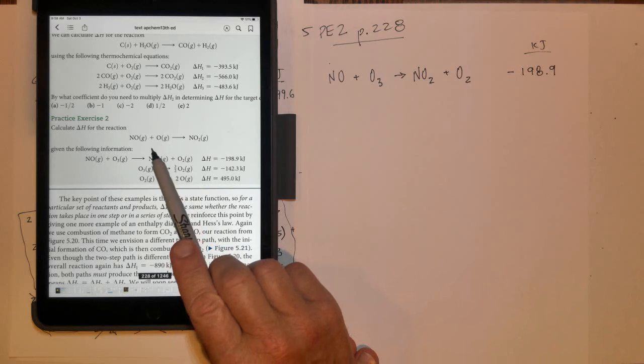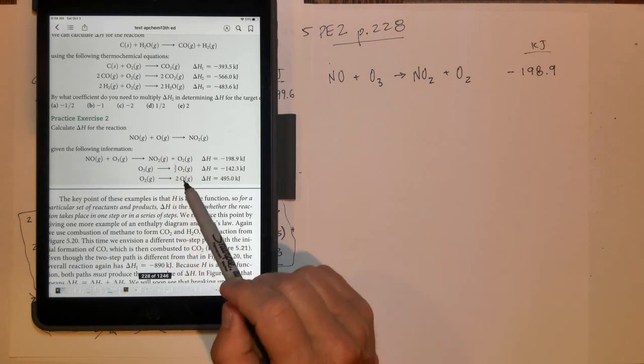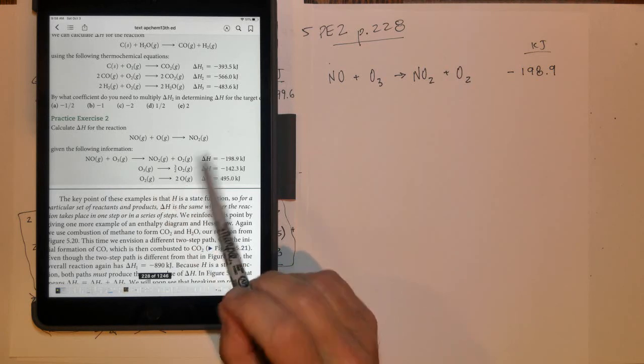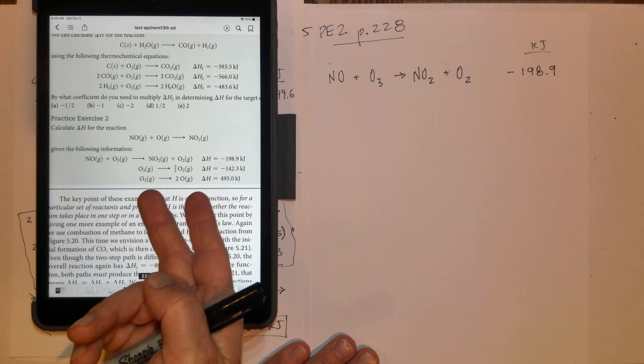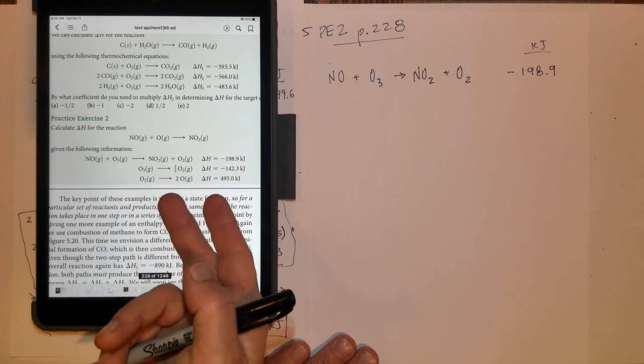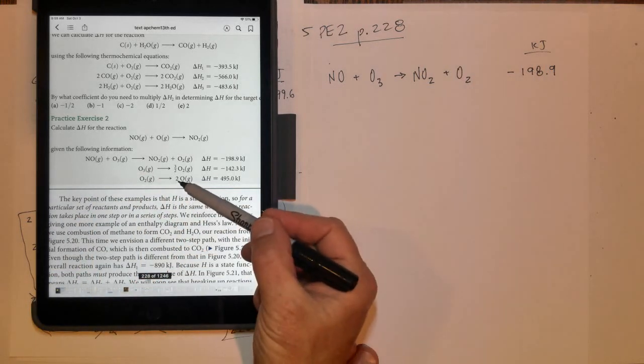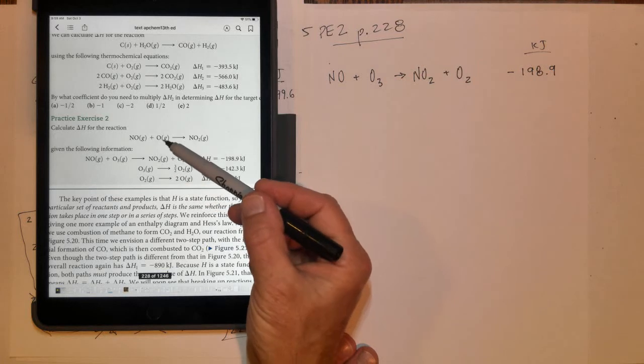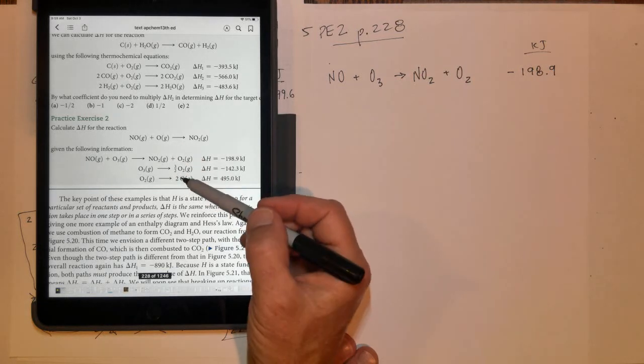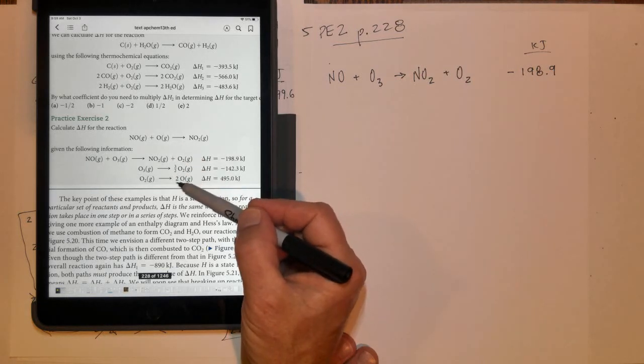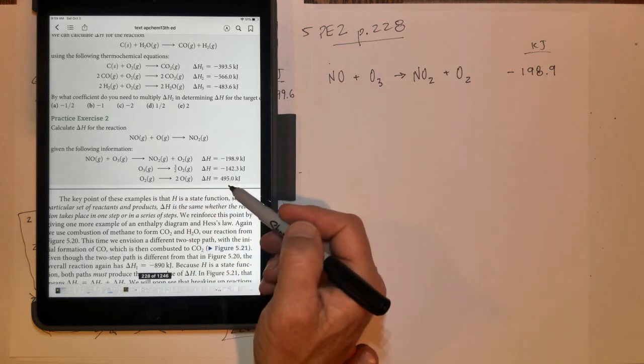The second thing I see is I need an O, just an O atom. And there's an O atom right here, but it's on the wrong side of this reaction. And so I know I'm going to have to end up flipping this reaction around. Let's give that a try. And then I also notice that I have 2 of them right here, and I only need 1 in my goal reaction. So let's try flipping it around, and then let's also divide this reaction by 2.